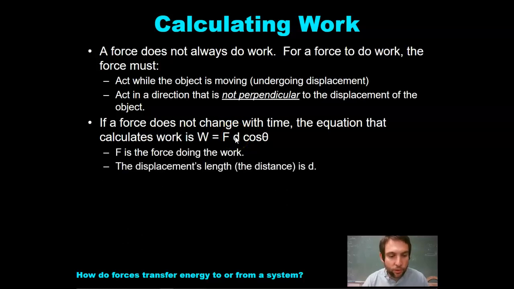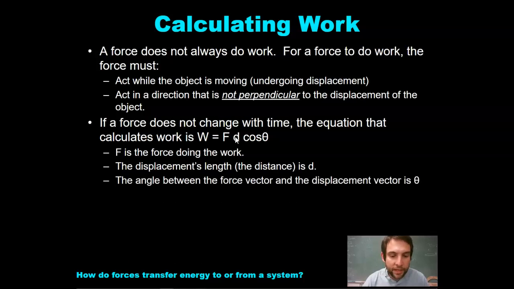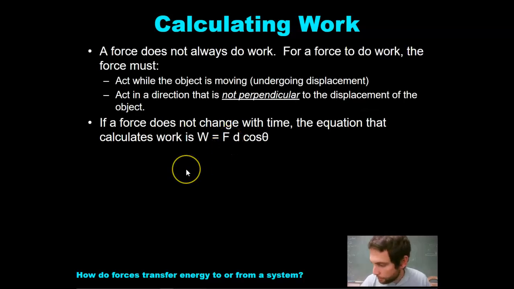F is the force doing the work. The displacement's length, or the distance, is d. The angle between the force vector and the displacement vector is theta. A little math break here.